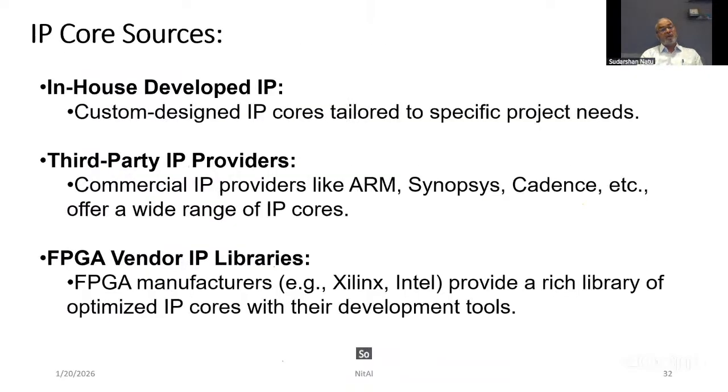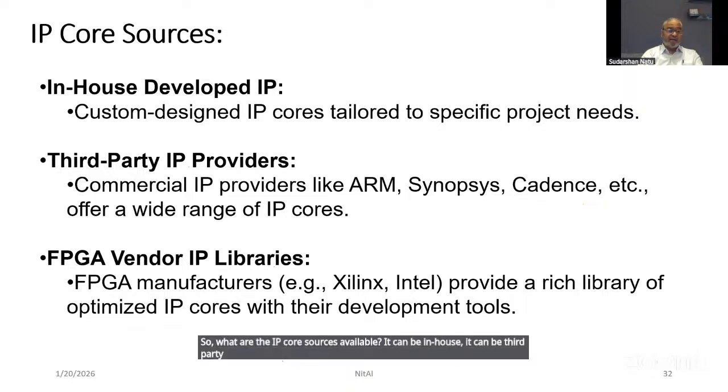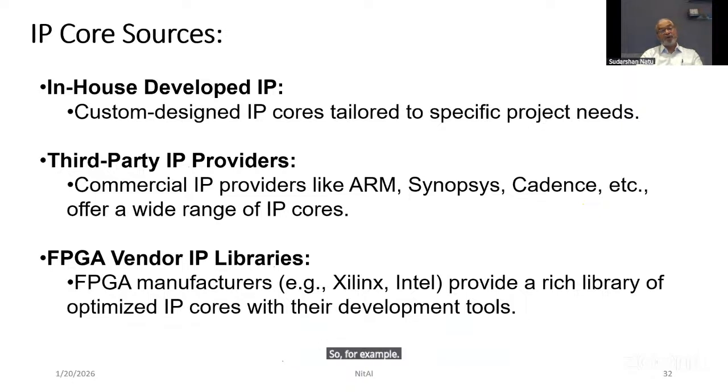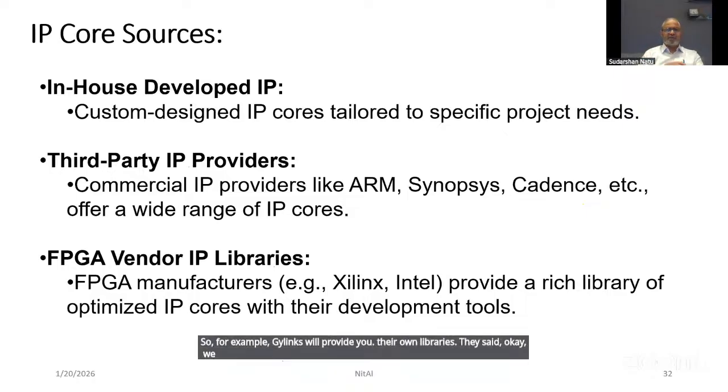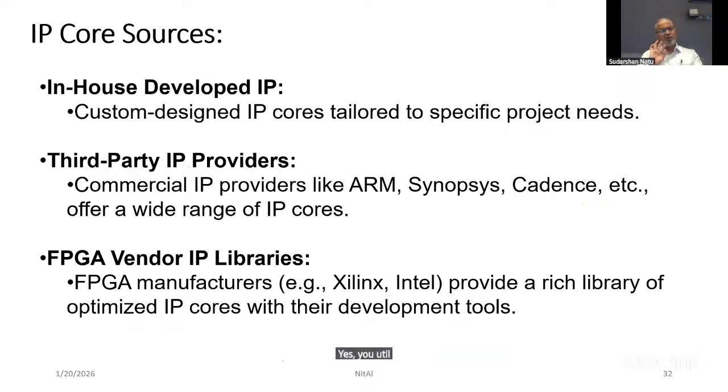So what are the IP core sources available? It can be in-house, it can be third party, it can be in the FPGA vendor libraries themselves. For example, Xilinx will provide you their own libraries. They say, okay, we have done it enough, you just utilize it. You don't have to worry about it.